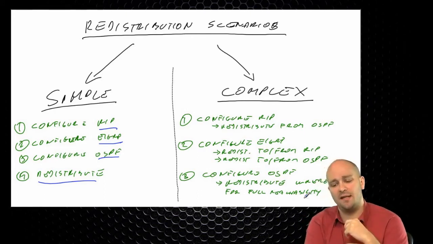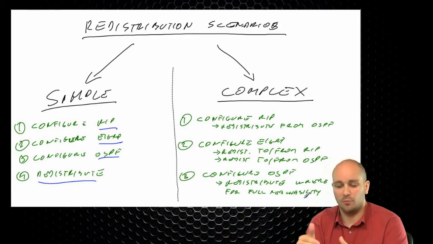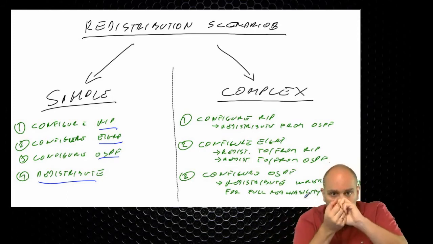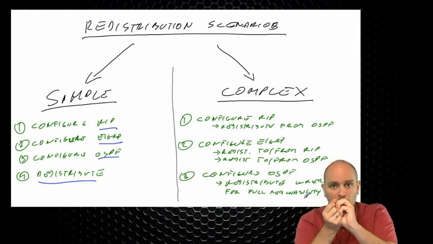Take a look at EIGRP task. Redistribute to and from RIP. Can you get EIGRP points unless you get OSPF points? You cannot, because OSPF is redistributed into RIP, and RIP is then redistributed into, and you get the idea. So this is a big bowl of very, very complicated stuff.